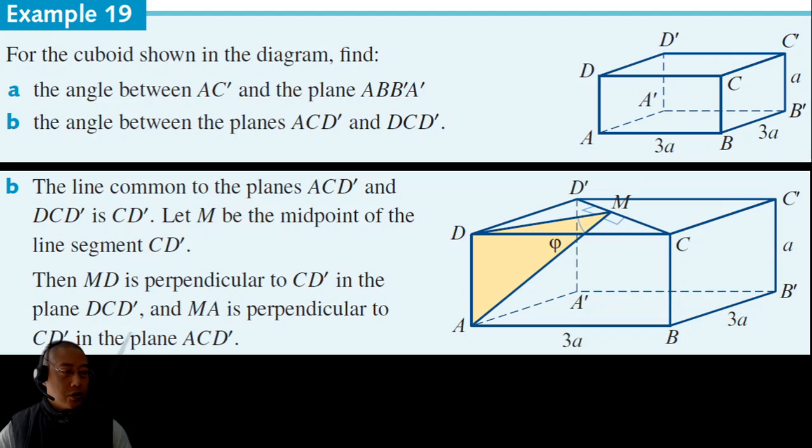Alright, so now for part B, you just need to annotate the angle phi, which is the angle between the 2 planes. So you can see that for ACD prime, we're going to use the line AM, and for DCD prime, which is the horizontal one, we will use the line DM.